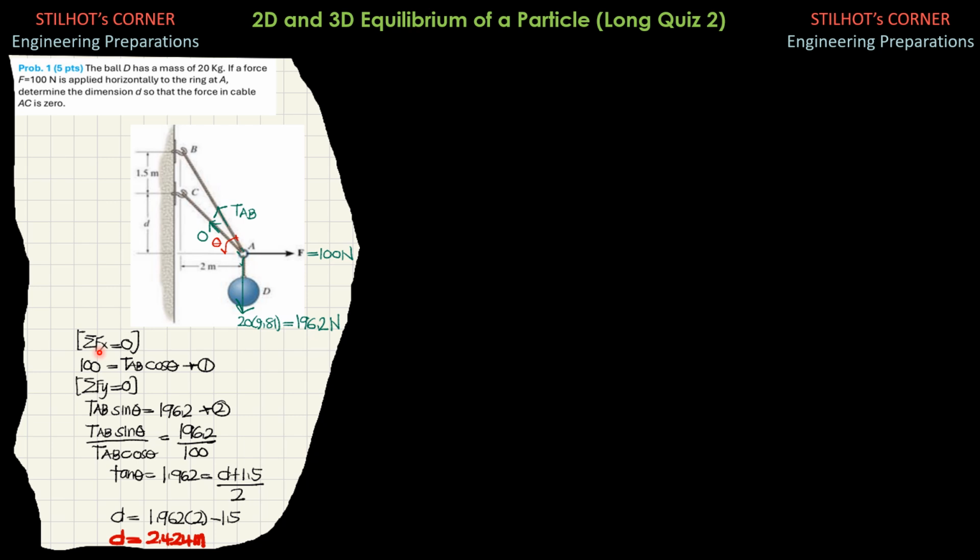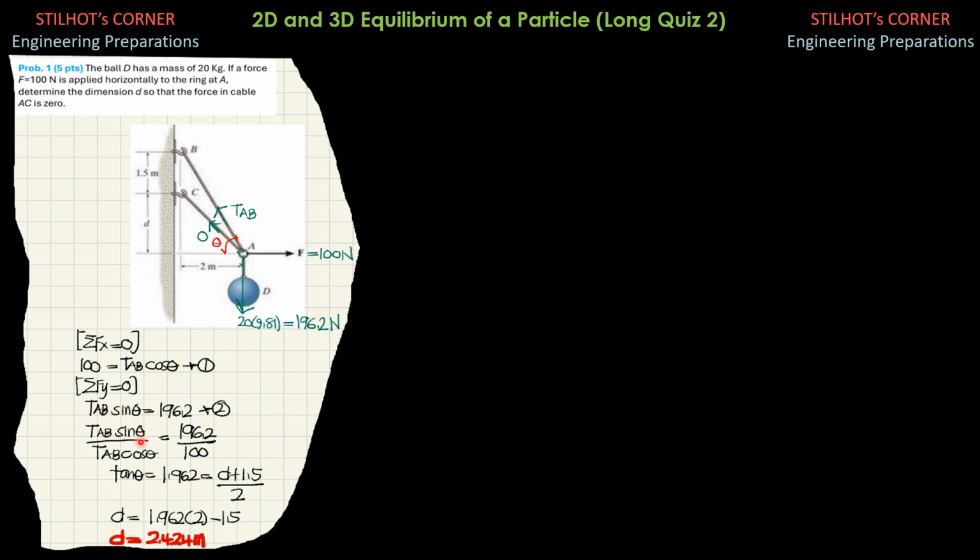So summation of forces in X, this is the free body diagram, equals 0. So 100 rightward is equal to the X component of tension AB, which is T_AB times cosine of the angle that tension AB makes with horizontal, so T_AB cosine theta. Call that equation 1. Then summation of forces in Y equals 0, or vertical equals 0. The vertical component of tension AB is T_AB sine theta, and it is equal to the downward force of 196.2. Equation 2.